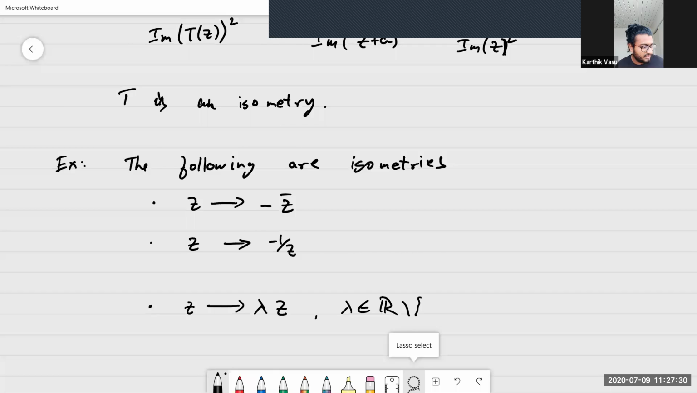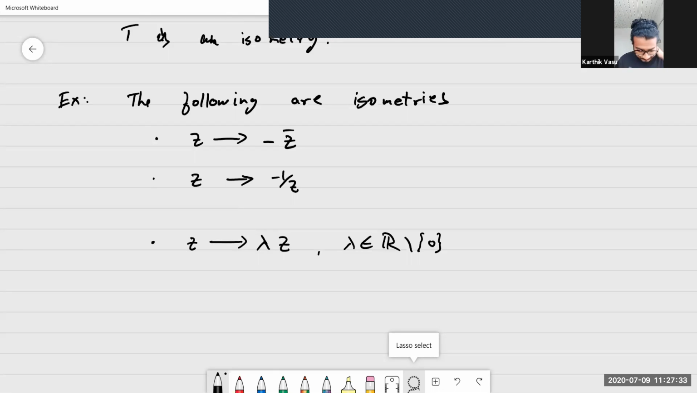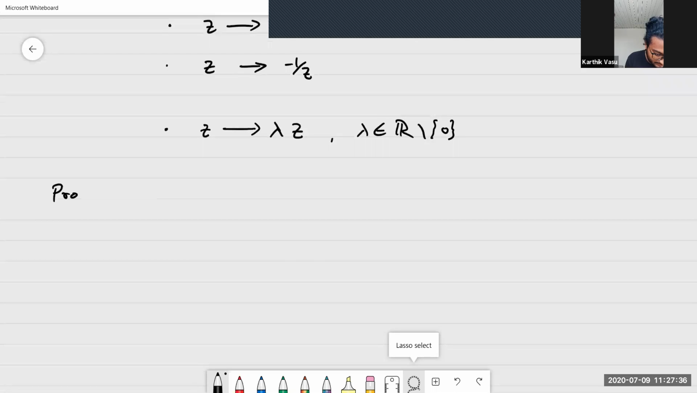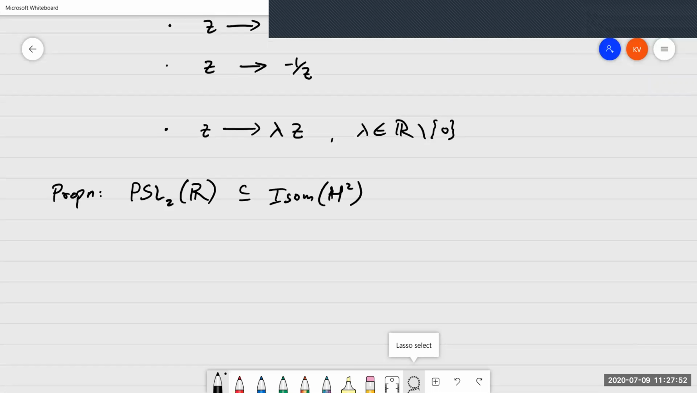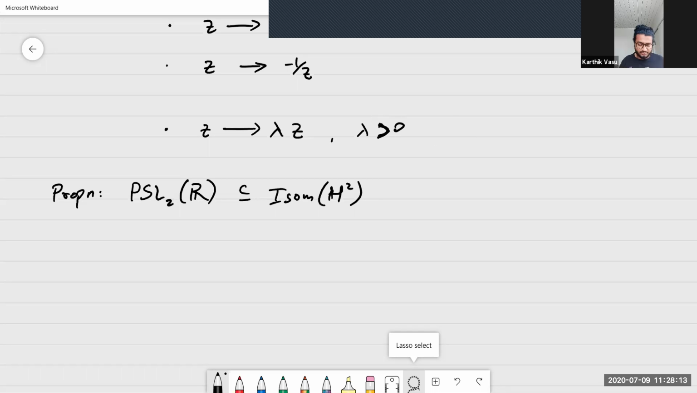Okay, so these three will also be isometric. Next, I will say that lambda... Is lambda greater than 0? Lambda is greater than 0 because we want it to be in the upper half plane. Oh yeah, right. True. True. Okay.